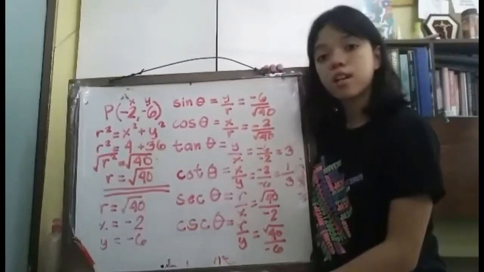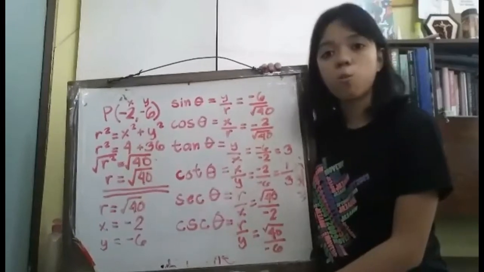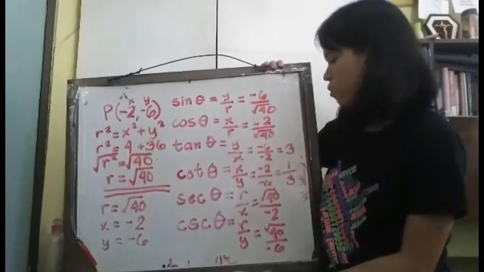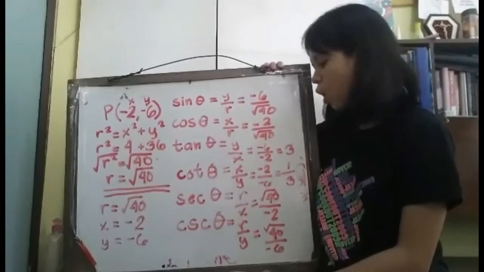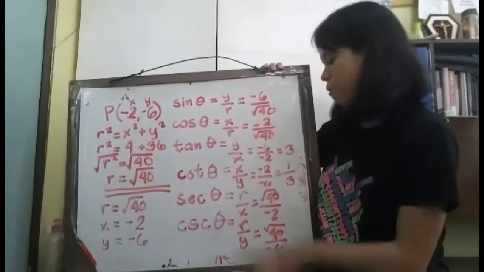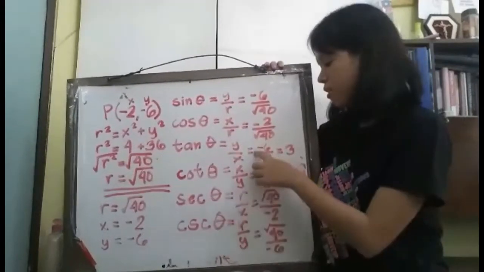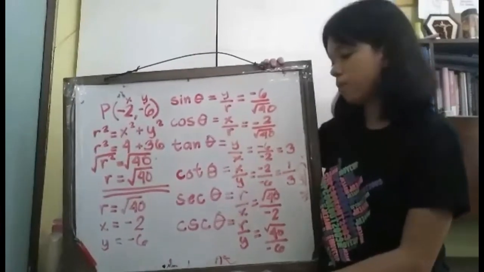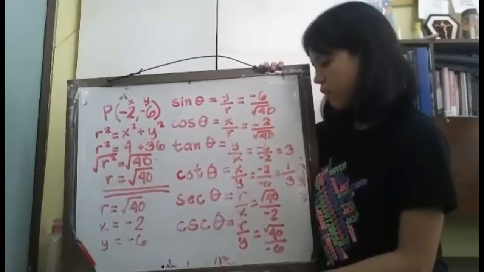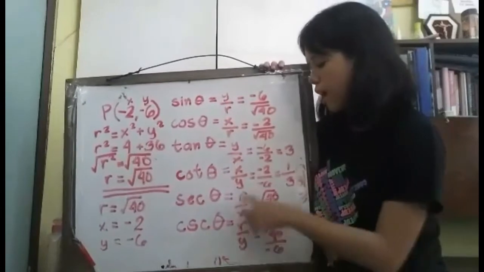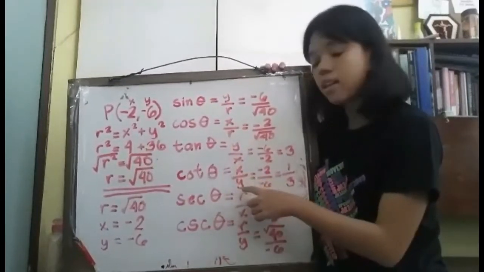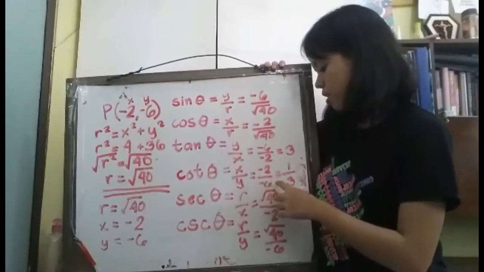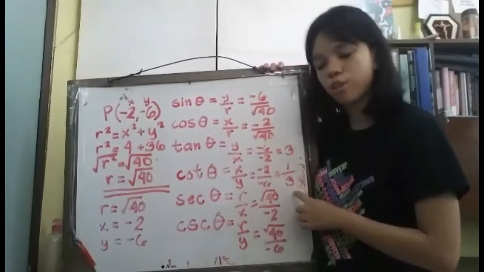Let's move on to the tangent theta. Tangent theta equals y over x. And then our y over x is equal to -6 over -2. And then divide these numbers. So tangent theta is equal to 3. Now let's move on to cotangent, which is the reciprocal of tangent. We have x over y, and then x over y equals -2 over -6. And then we have 1/3 over here.